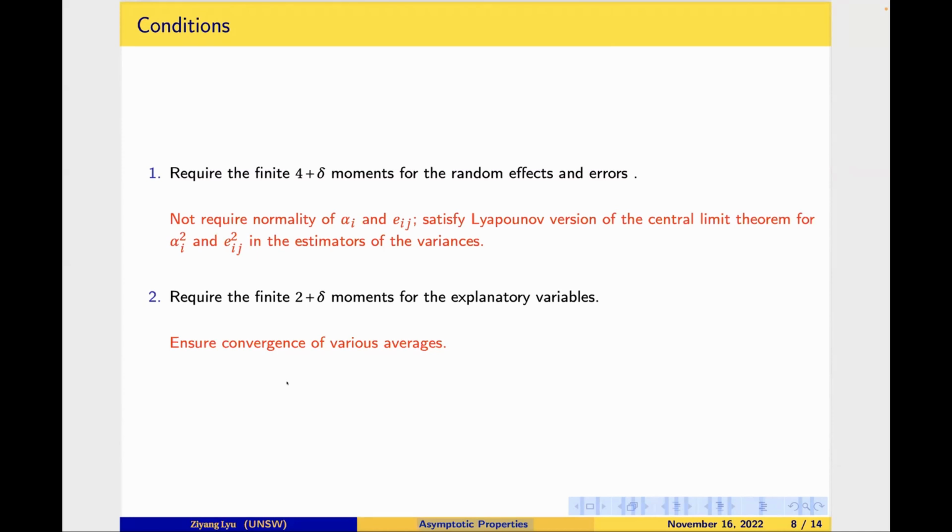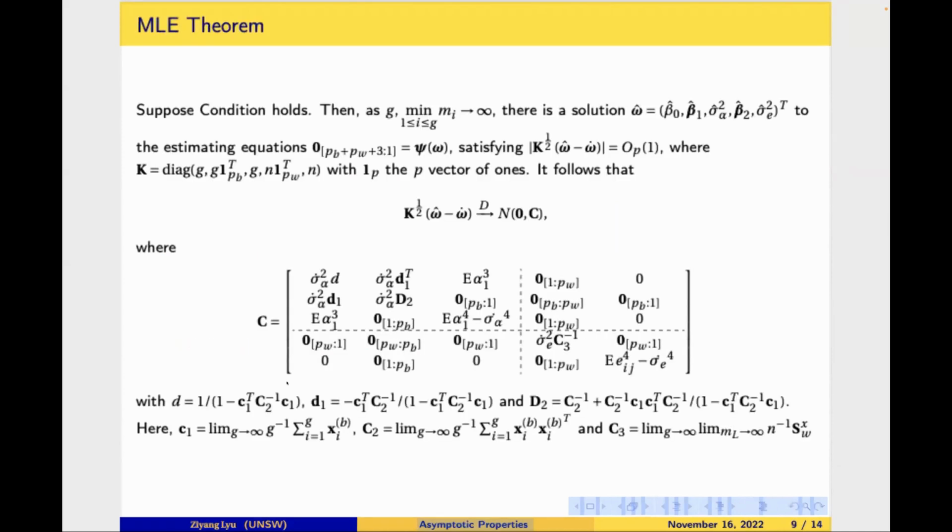And when we send these two general conditions, then we can get the maximum likelihood asymptotic theorems. Suppose the previous conditions hold, and that the number of clusters G and the cluster size Mi go to infinity. The solution omega hat of the likelihood estimating equations satisfies K^(1/2)(omega hat minus omega dot), where omega dot is the true parameters, is O_p(1), where K is, as we mentioned previously, the rate of different parameters. Look at that one. The first one has rate G, the number of clusters, and the last two have the cluster size.